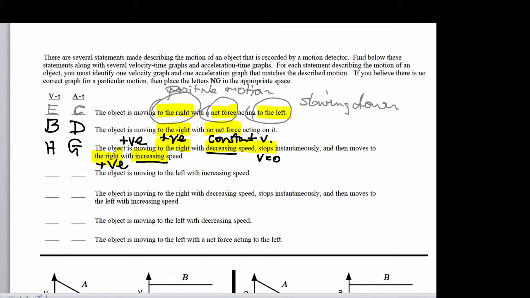All right, so next one. Objects moving to the left, increasing speed. What does to the left mean, Adam? Negative. Increasing speed. Right, it's going farther down. It's right that the number is getting bigger, right? The magnitude is getting bigger. Right. That's the tricky thing, right?